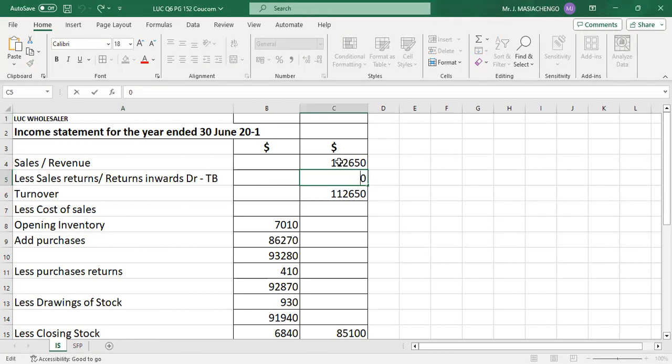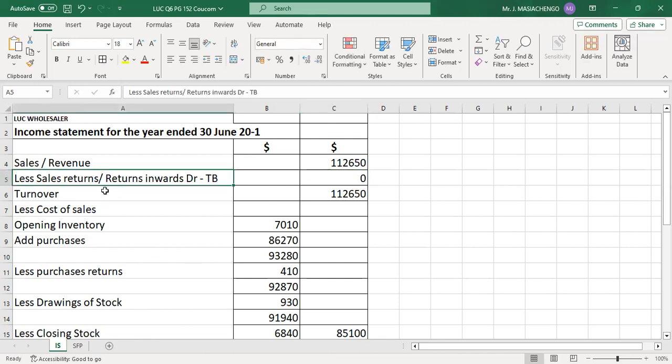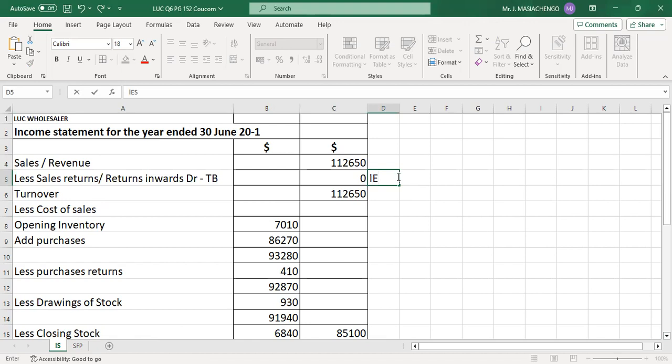So we are going to say this one minus. When we say less, less means we are subtracting. Less means we are subtracting. So let me just add notes. Less means we are subtracting. It's a minus. When you say less in accounting, it's a minus. All right. So we are saying 112,650,000 minus 0, we still get the same answer. I think you can actually see on the Excel sheet there, you were saying C4 minus C5.